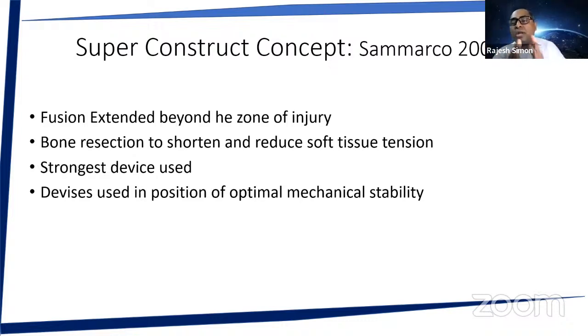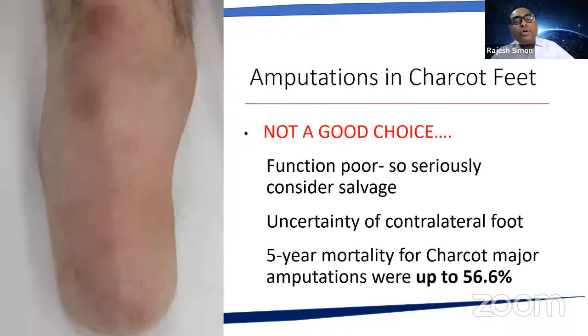Bone resection, you don't add on to the bone by putting bone graft and trying to lengthen the foot. You can shorten it, reduce the soft tissue tension, and use the strongest device available to get more stability. And that is what the super construct concept is for Charcot. And this is how you can save the foot.